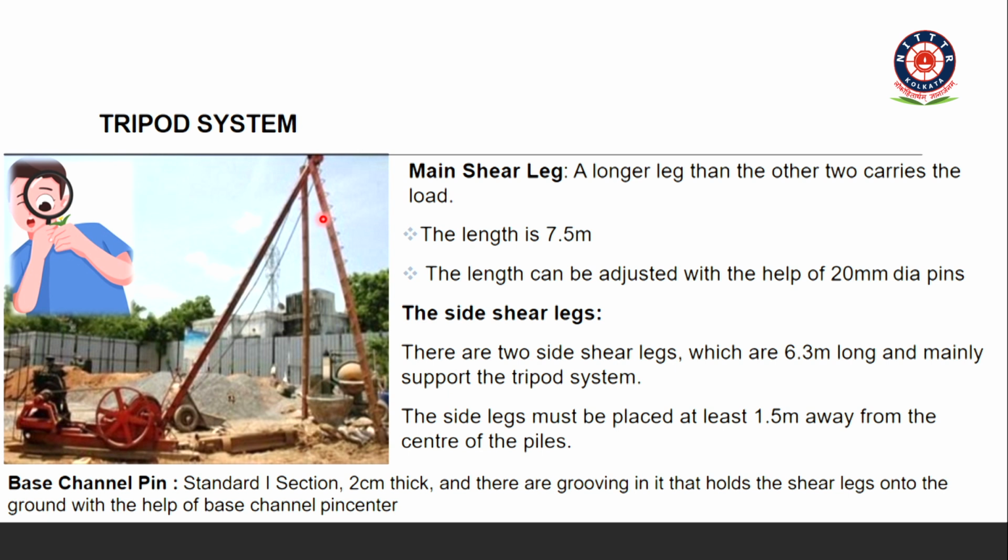And this length can also be adjusted with the help of 20 mm dia pins. This is the hook where these 3 legs will go and meet. And to support this main leg, you have another 2 side shear legs, about 6.3 meters long. The objective of these two is to support the tripod. We also have a base channel pin, a standard I section, 2 centimeter thick. There is a groove in that to hold the shear legs.